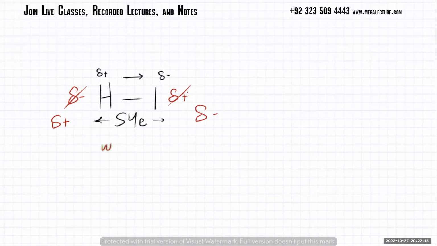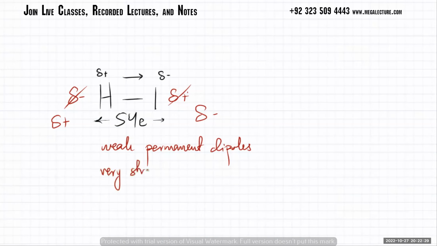So you've got weak permanent dipoles, but you've got very strong instantaneous dipoles or temporary dipoles.